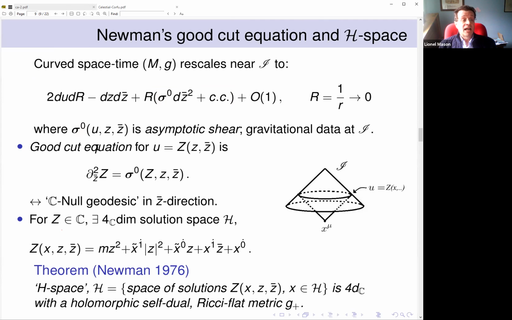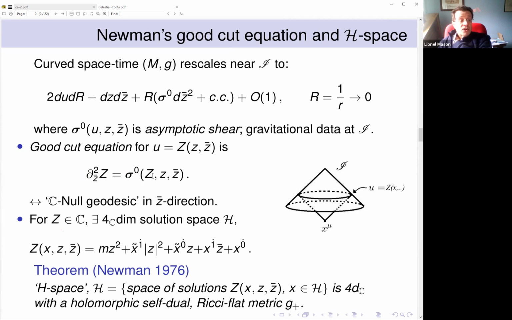Newman's good cut equation was trying to get rid of that asymptotic shear. We try and choose a cut u as a function of the round coordinates z, z bar. If that kills the shear, then it's a good cut. And in fact, if you put your split signature spectacles on for a moment, so z and z bar become independent, then this is just a second order equation for z, and this is a geodesic equation in the z bar direction.